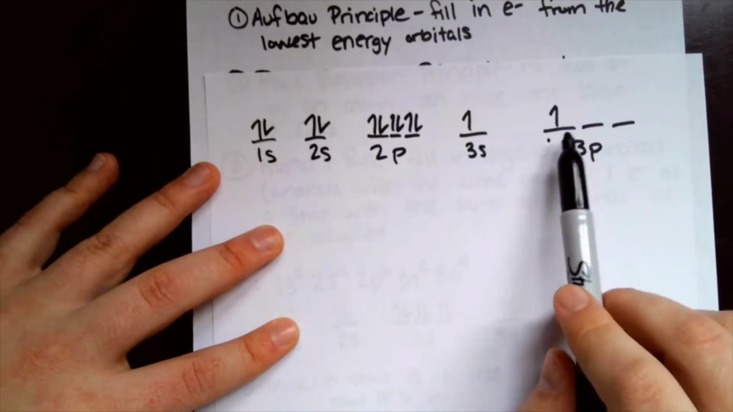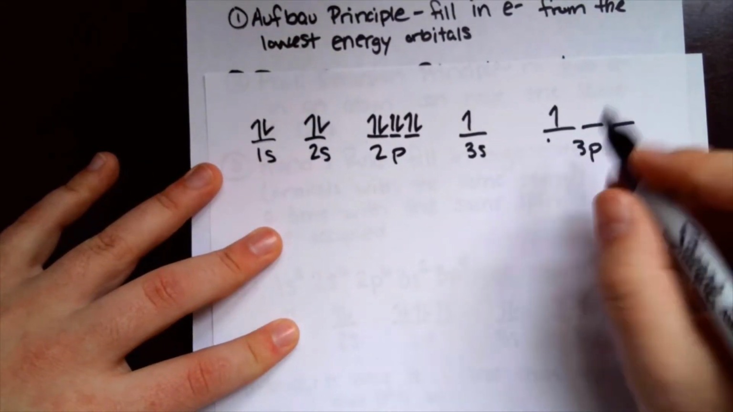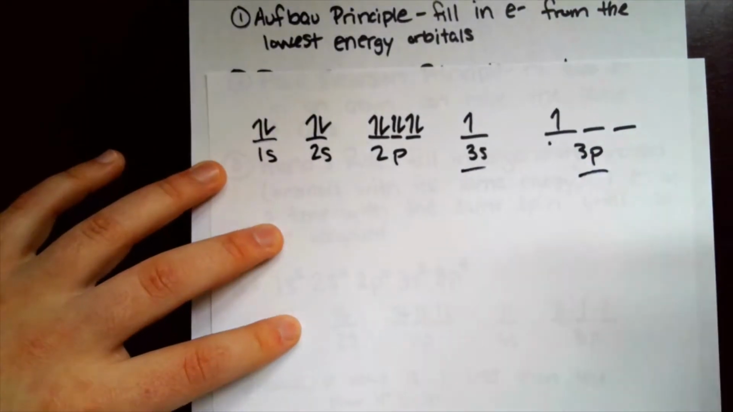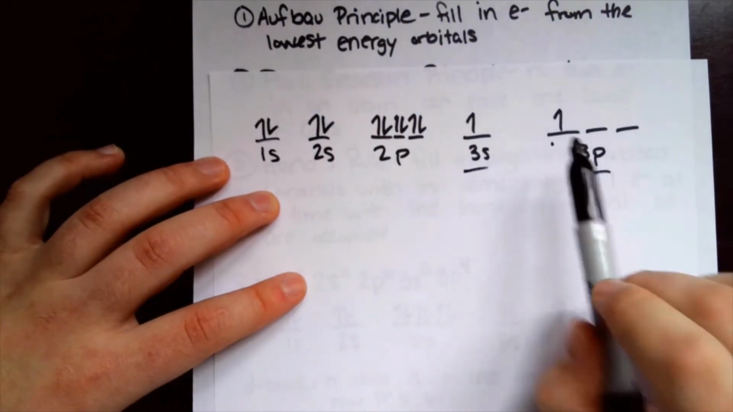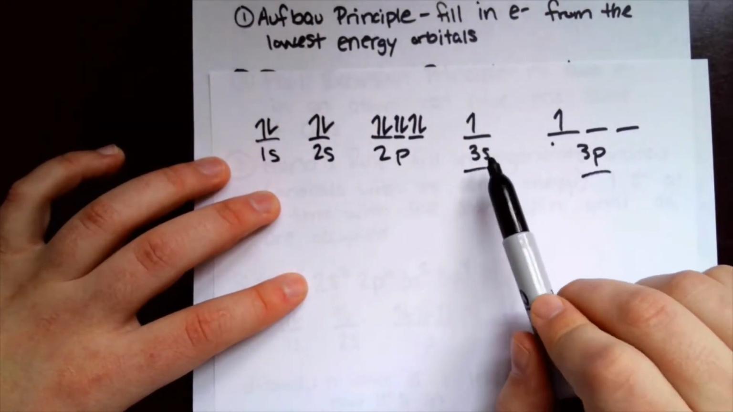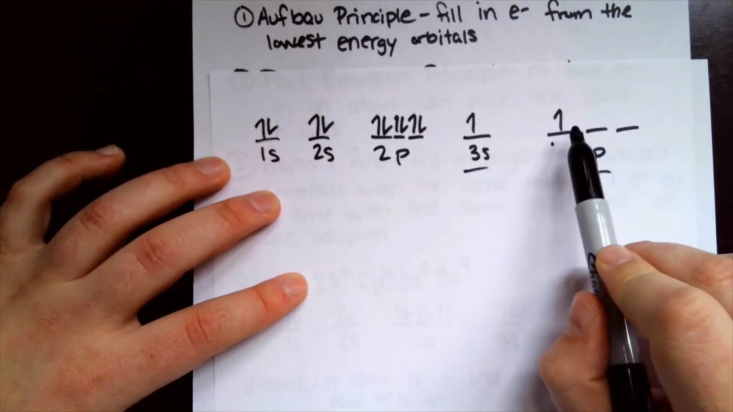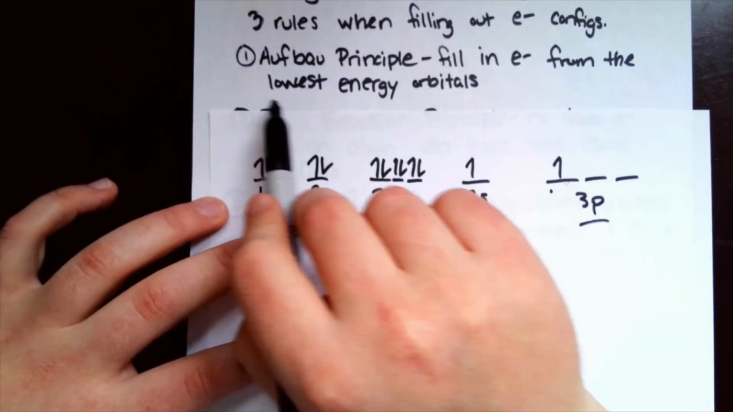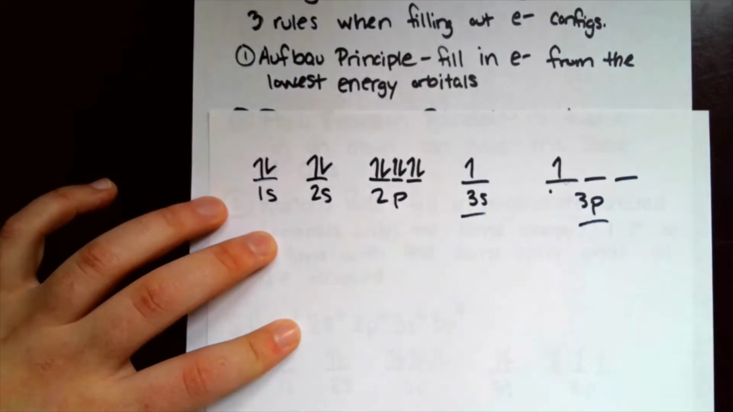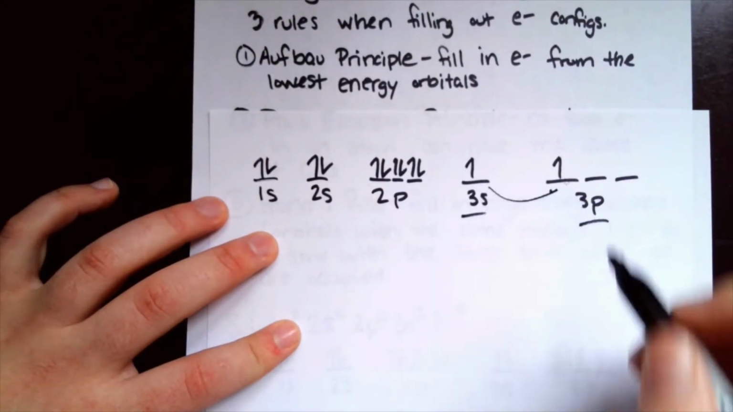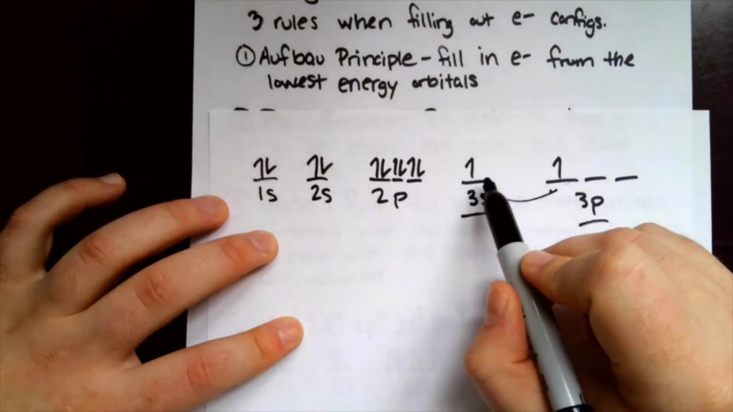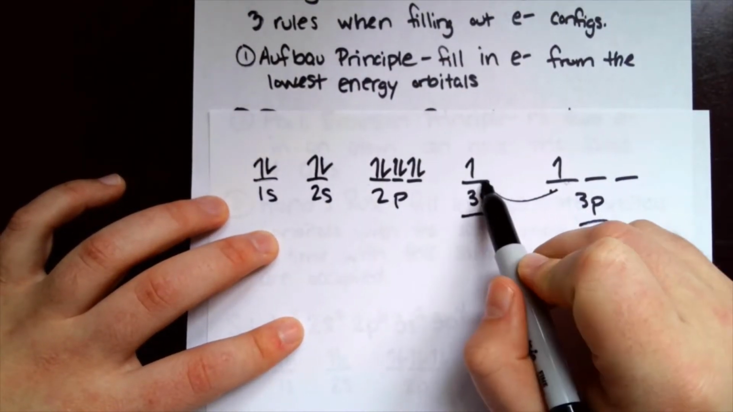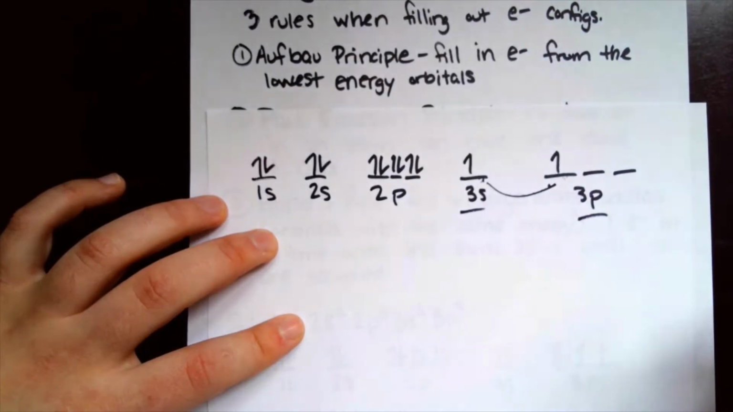So the 3p is higher in energy than the 3s, which again you know because it comes after it on the periodic table. And the 3s is not completely full yet. So this should not have an electron here, because you need to fill from the lowest energy orbitals first. If you have an electron in a higher energy level when a lower energy level is not yet full, that is a violation of the Aufbau principle.